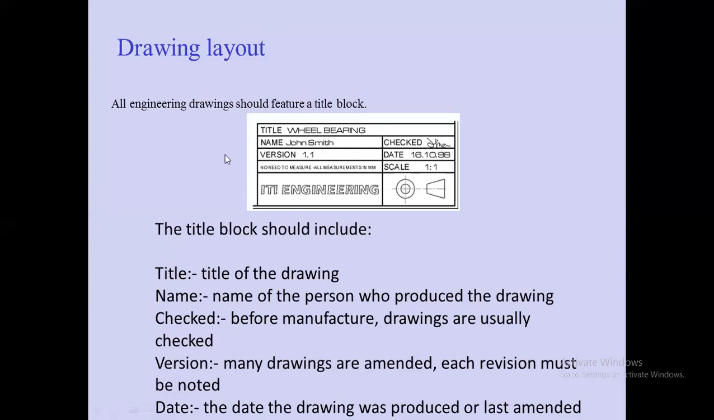A wheel bearing, the title of that part is wheel bearing. It's drawn by John Smith, and the version 1.1, like some example, IIT Engineering. This is the third or first quadrant, and the scale 1:1 means the component diameter and the actual diameter are the same. If it is different, it is 1:0.1, 0.2 like this, or 2, 3, 4 like this. And there is a date and it's checked or inspected by some person.